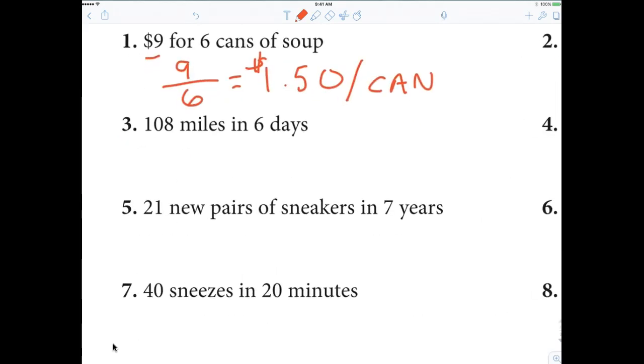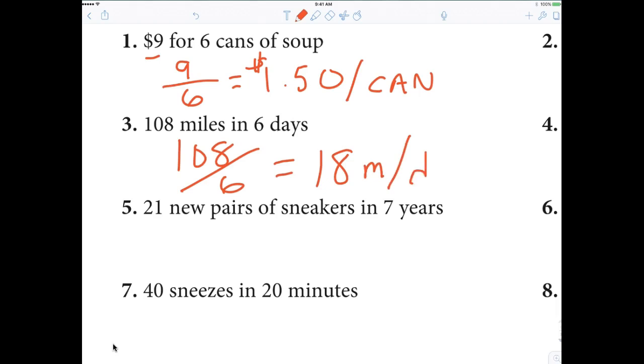Let's take a look now at question number 3. So for question number 3, I have 108 miles in 6 days. So it'd be 108 divided by 6, which is the same as 18 miles per day. That's what that means. Now how did I know it was miles? Because the miles is on top, the days on the bottom, so we say miles per day. That wasn't hard.